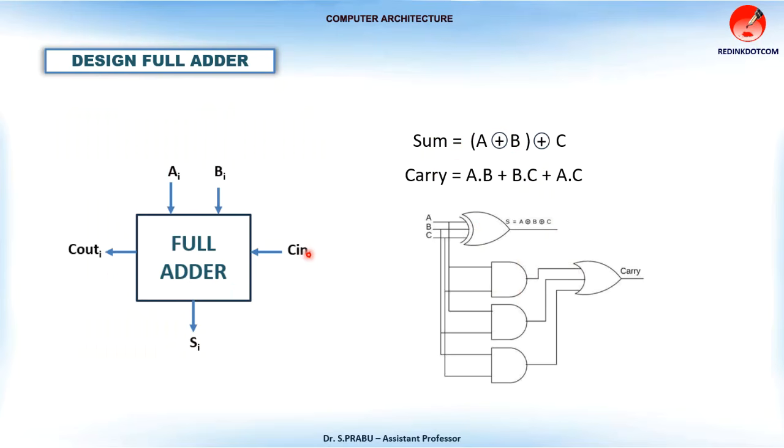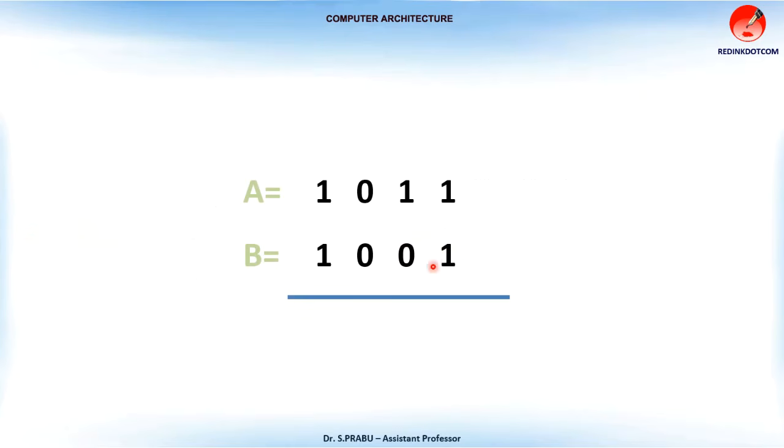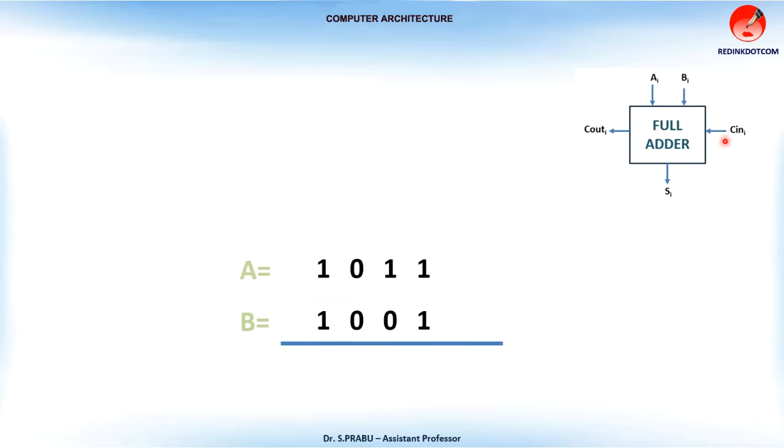So these three are inputs, these two are outputs. This carry can be also represented as Ci and Ci plus 1. That means if we add these three values, the carry can be generated. That carry can be input for the next full adder. Let's see two 4-bit binary numbers. First number is A, second number is B. Now you understand the meaning of this full adder.